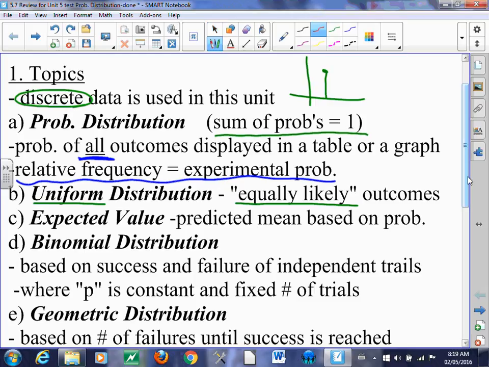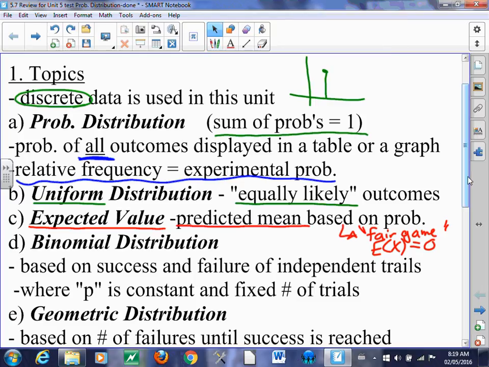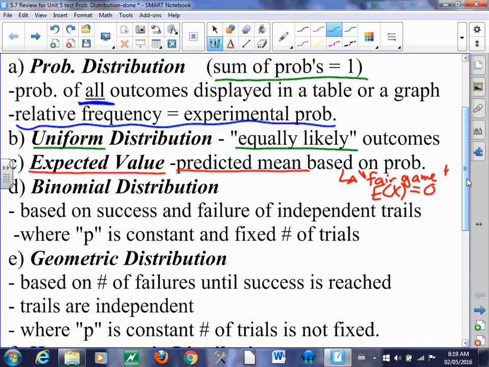The next we take a look at is expected value. So it's a predicted mean based on probability, or a weighted mean based on probability. There are lots of questions that ask about fair game. If this is a fair game or if this lottery is fair, then remember, the expectation is usually 0, or if it's a lottery and it costs $20 to buy a ticket, then the expected value should be $20.